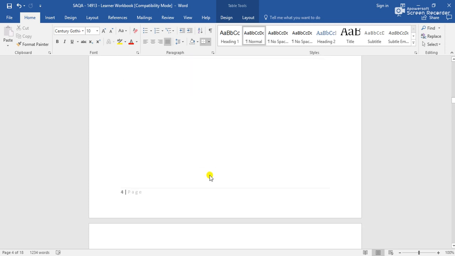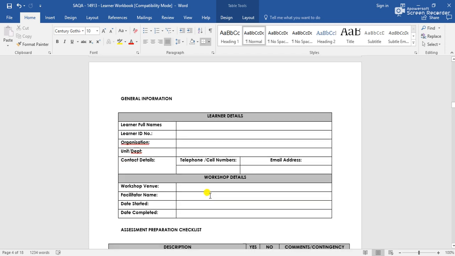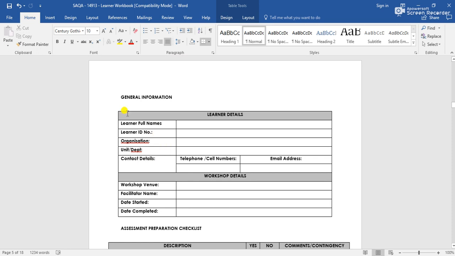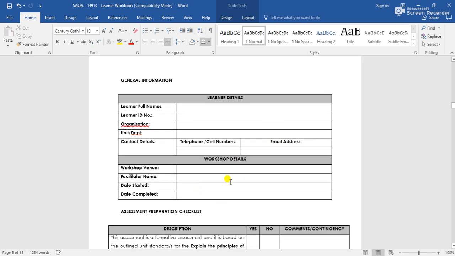So yes, let's go through. You need to fill in these as well: your learner full names, ID, organization, contact details, telephone, email address, and workshop details. The venue, for now, don't put anything. Facilitator name, my name. Date started, as well as these, don't put it for now.